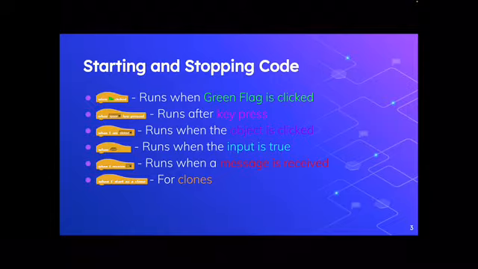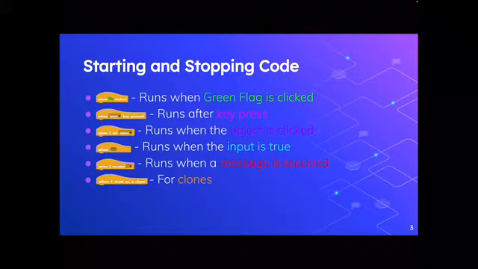Another block is the when a certain key pressed. So this block is essentially for running code when a certain key is pressed. So for example, if the user clicks the space key, then you might want to do something. Like in a game, you might want to jump if the user clicks the space key. So whenever the user clicks the space key, you might have some code that's attached to the when space key pressed, and that'll run.